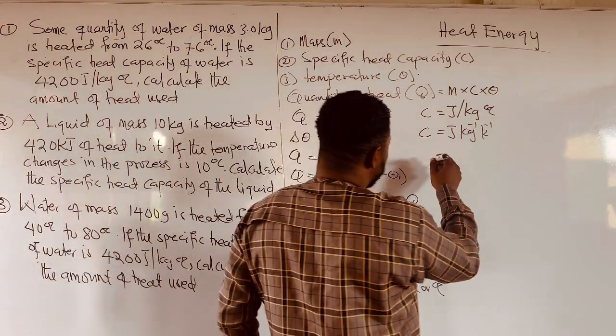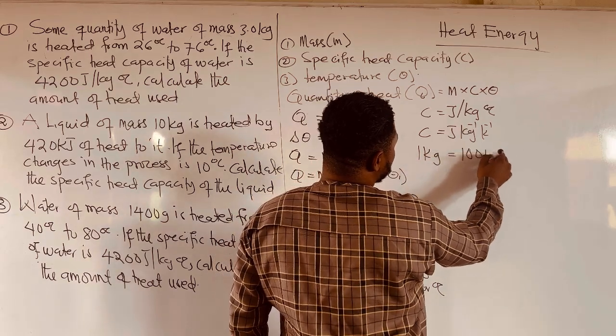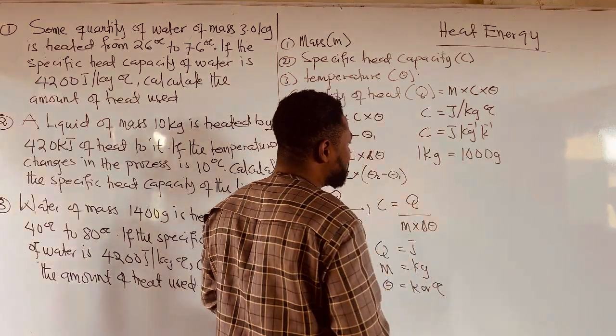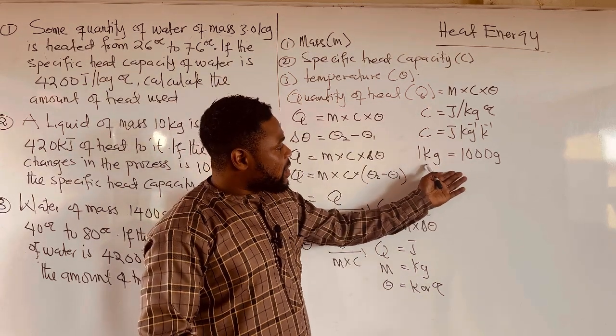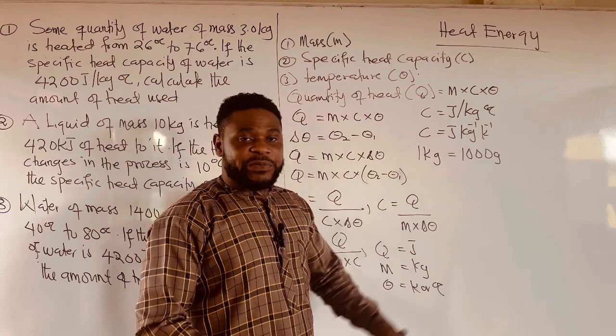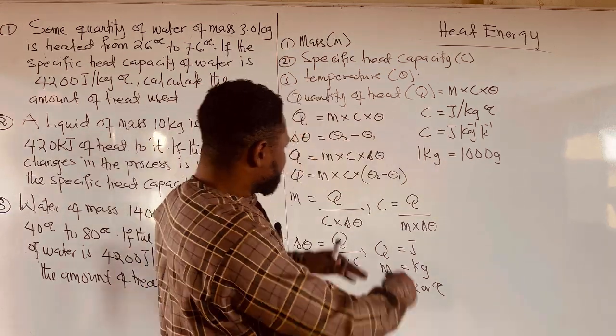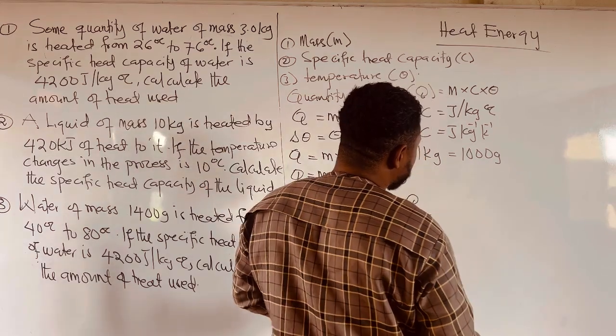And sometimes our mass will be given in gram and we'll be asked to change it to what? Kilogram. So we shouldn't forget about this unit conversion. 1 kilogram is equal to what? 1,000 gram. All right, with these formulas on the board, let's see how we can solve our question number one now.